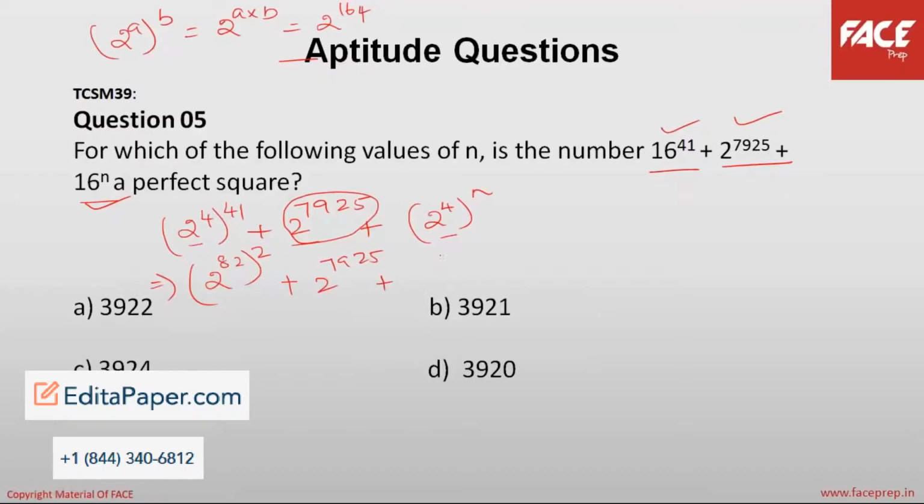2 power 4 whole power n. I'm also trying to write this as the square of some value. So what will I get? 2 power 2n. The whole square is nothing but 2 power 4 whole power n.